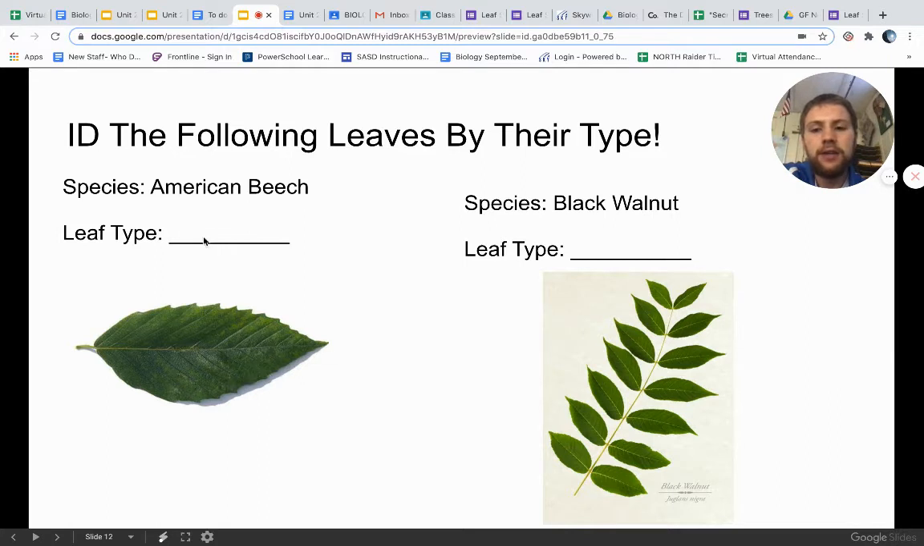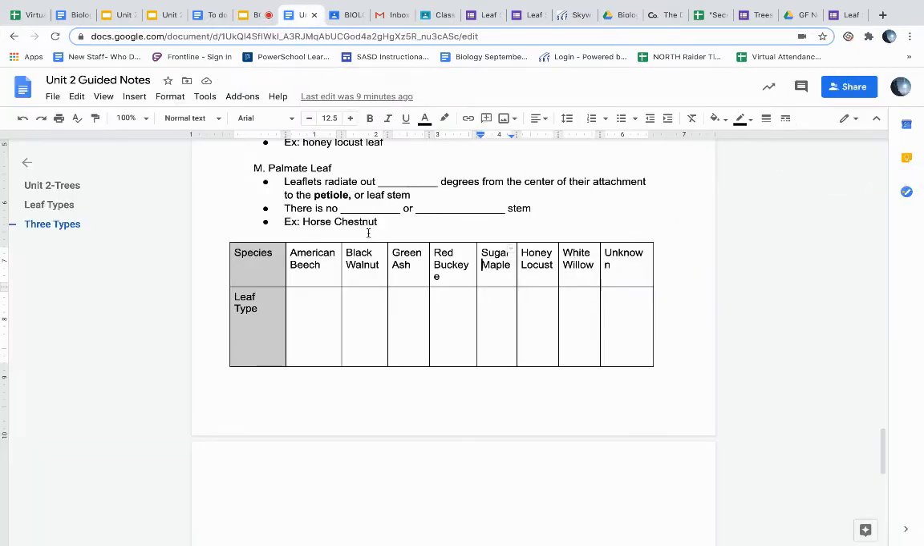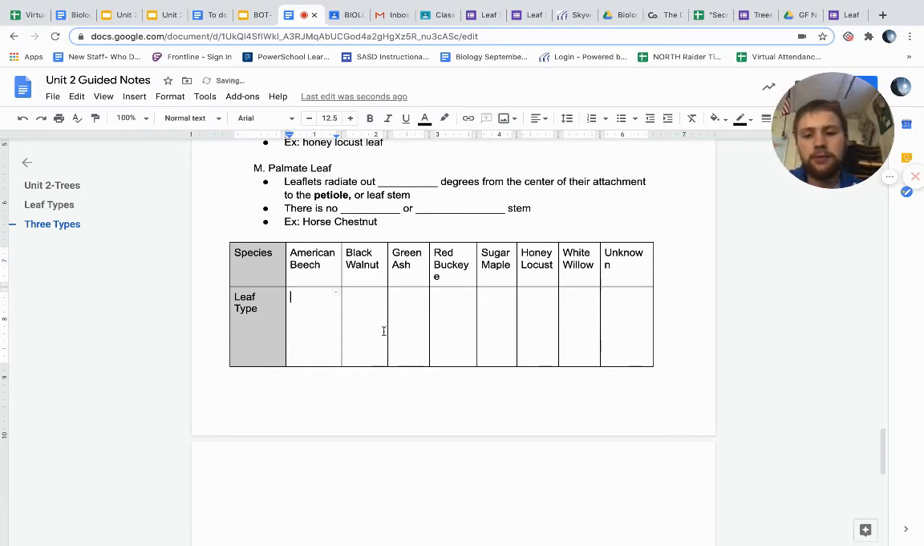So go ahead, try these: American beech and walnut. You'll see that it corresponds to this table right here, and I'll clean this up and make it look a little bit nicer before you see it. So maybe I'd say American beech is simple, which I would be correct in saying that.